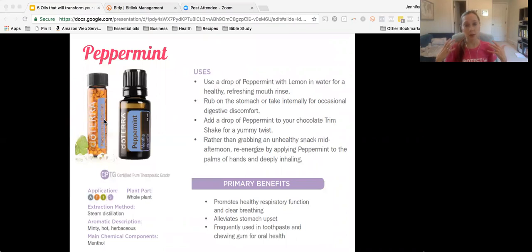Okay. So many different ways you can use peppermint. You can add it to your smoothies, add a drop to your smoothies. That really helps give it flavor. You can cook with it. You can bake with it.